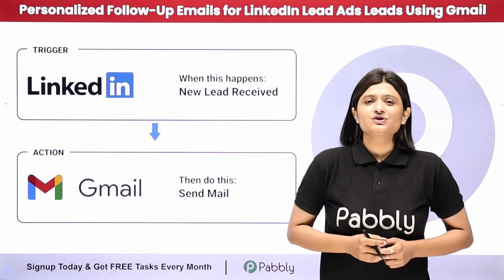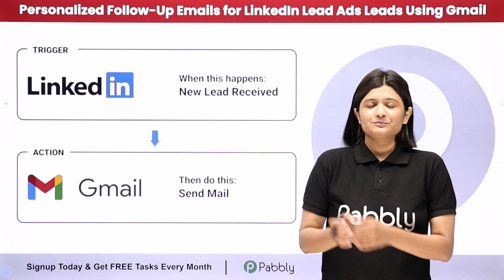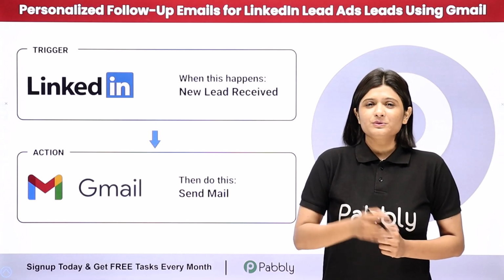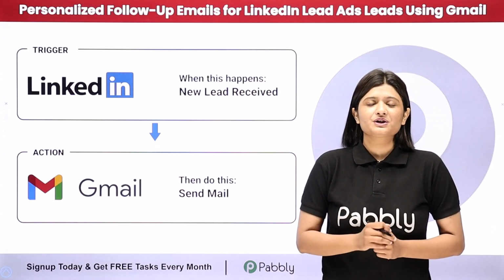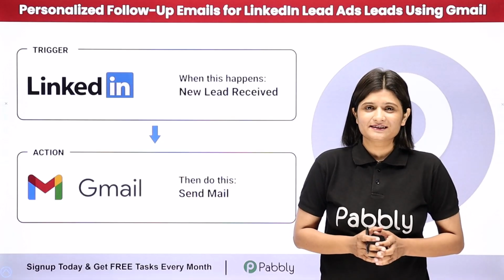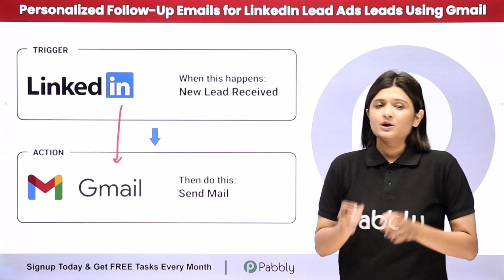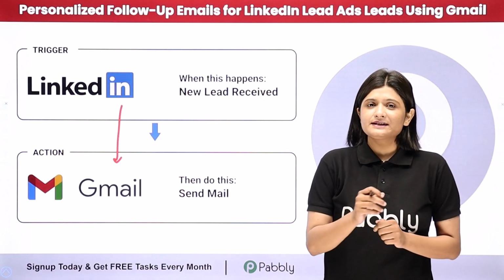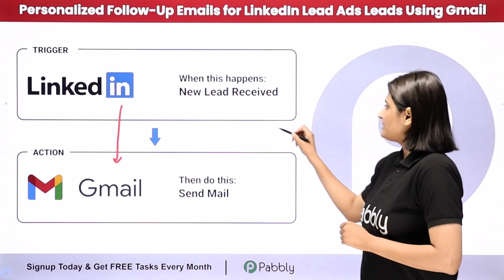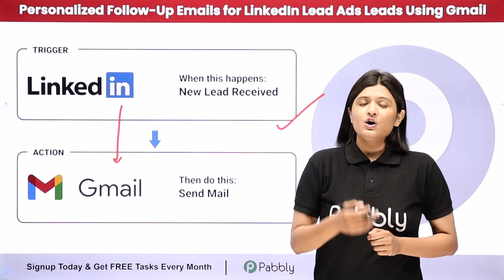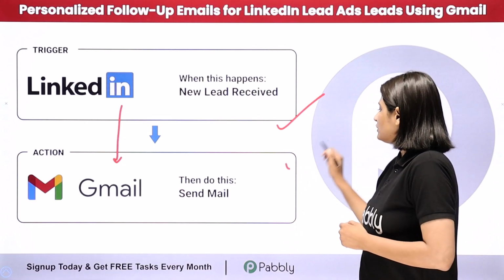And to do this automation, I'm going to use Pabbly Connect. So Pabbly Connect is an amazing automation and integration software which requires no coding or programming skills. Here I just need to build connection between LinkedIn and Gmail. With the help of Pabbly Connect, I am going to build this connection in such a way that whenever I am going to receive a new lead from LinkedIn, automatically I am going to send them the follow-up email.